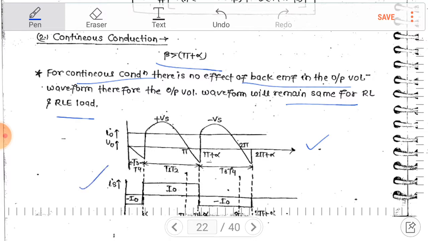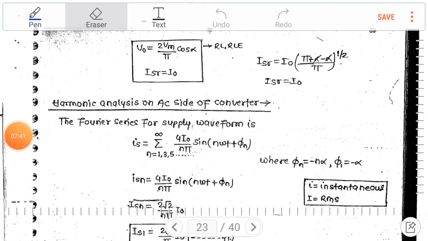This is the source current magnitude, this is the output voltage. Load current is assumed constant due to high inductance. Average output voltage for continuous conduction is the same as RL load. It is 2 Vm by pi cos alpha, and source current RMS equals the load current.